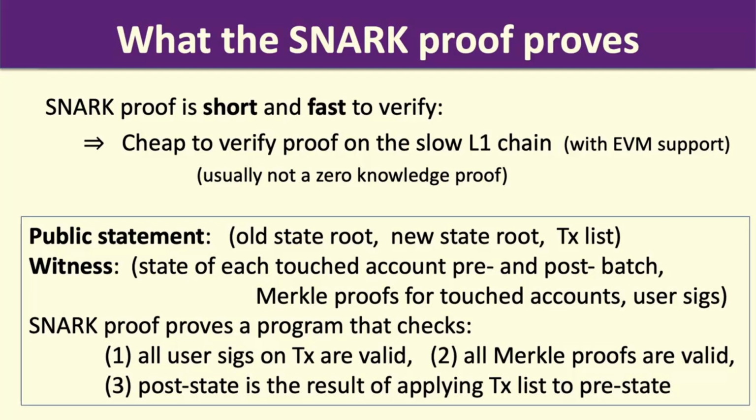Perfect. So what is exactly this statement that I'm proving? Well, I'm proving, given the old state root, the new state root, and the transaction list, this is what we talked about in the beginning, right? I need to include all of these things and connect them through the proof. The details don't really matter, but I'm proving that all the signatures are valid and all the state updates have been done correctly. What I'm doing is encoding the rollup operation as a program, and then proving that it was run correctly.